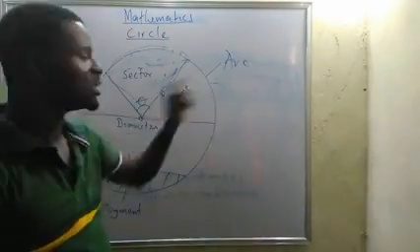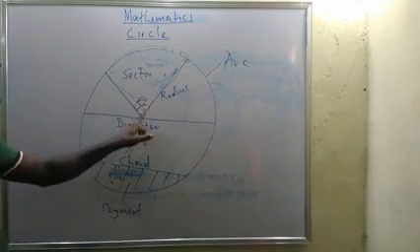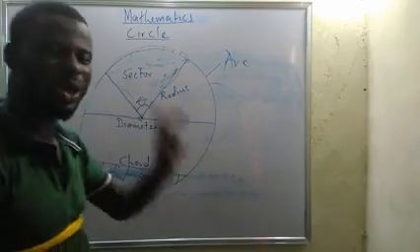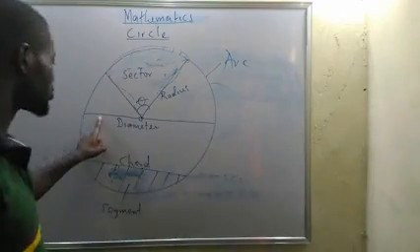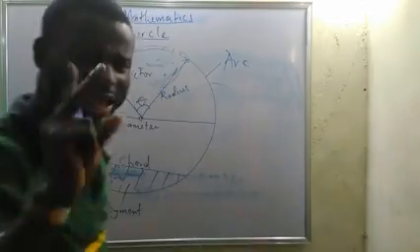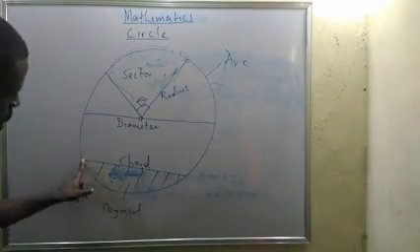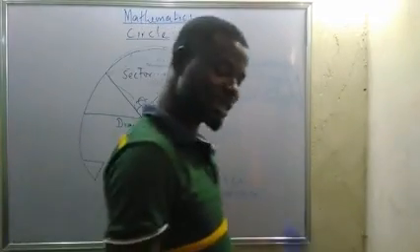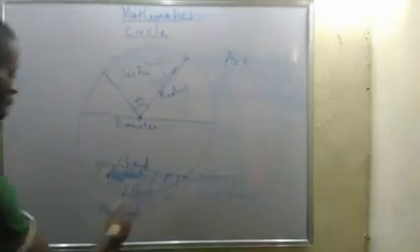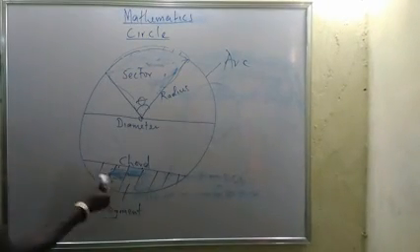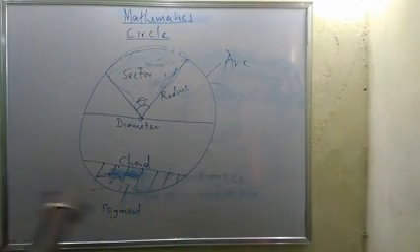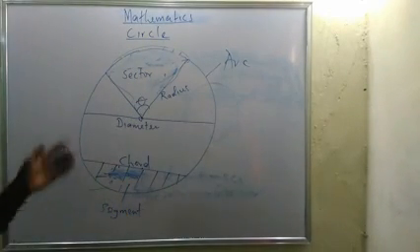Now, when we talk about a circle, number one, you must know that a line here, we call it an arc line. Number two, a line drawn from the center and touching the circumference is called a radius. If it is two, we call it radii. Also, a diameter is a line that divides a circle into two equal parts. A chord is a line that divides a circle into two unequal parts. And also, when you cut off the part of this, we call it a segment. It means a cut off part of a circle. That is a segment.